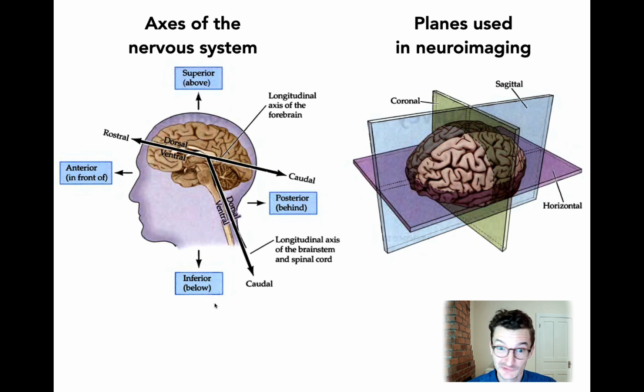So why is it important to know these terms? Because in this course, you might come across something in a paper that says there was activity in the left dorsolateral prefrontal cortex. What does that mean? Well, let's break that down. So left means left hemisphere. Dorsolateral, dorsal means at the top. Lateral means near the outside. So another distinction that's not on this figure is medial versus lateral, middle versus outside.